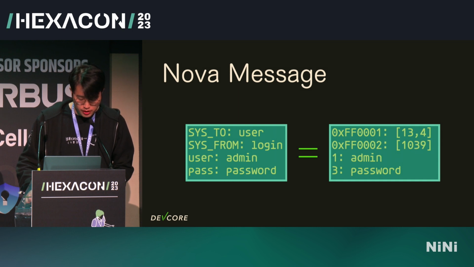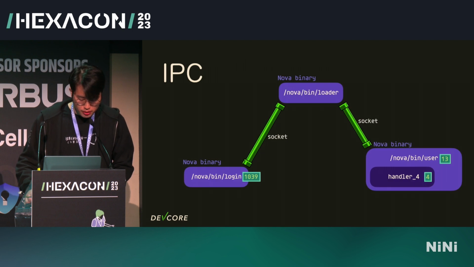Like if we want this message to be handled by handler 4 of the user, the sys2 is 13 comma 4. It means the fourth handler of the user has to handle this message. Okay, the communication between two processes is something like this.